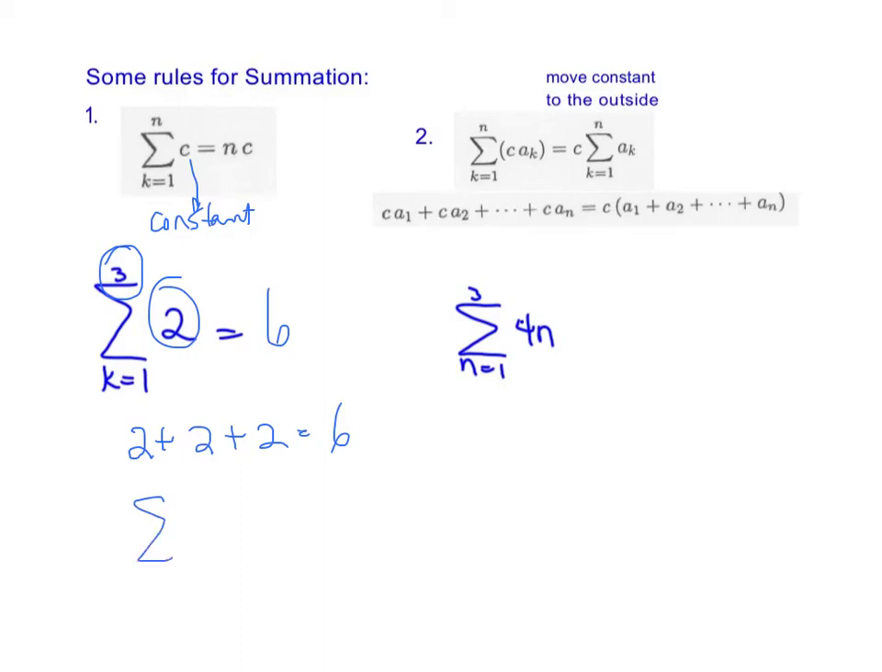Right? So if you'll notice, 3 times 2 is 6, and that's the rule. So if I had 200, K equals 1 to 3, the answer would be 3 times 200, or 600. That's the easiest rule.